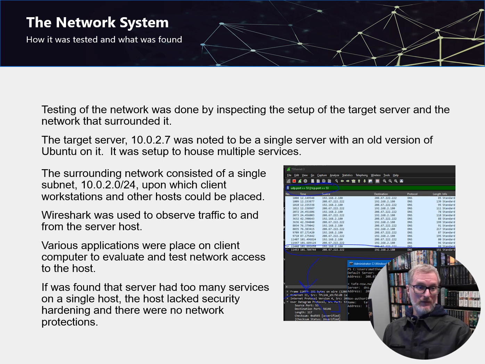We found that there was one single subnet network, 10.0.2.0, with a single server host on it being the .7 address. There were various applications in place on this host. We placed a single client within the host, a Kali workstation, that was used to run the active and passive scanning. We also found that this particular server had far too many services and ports open on it and lacked any security controls that surrounded it.